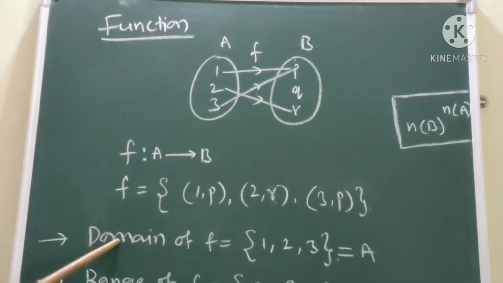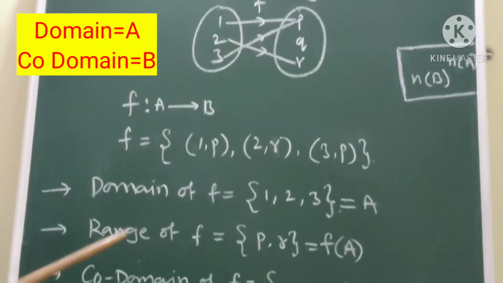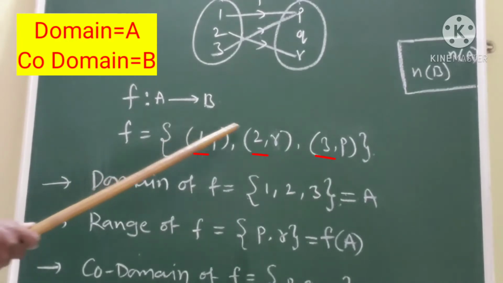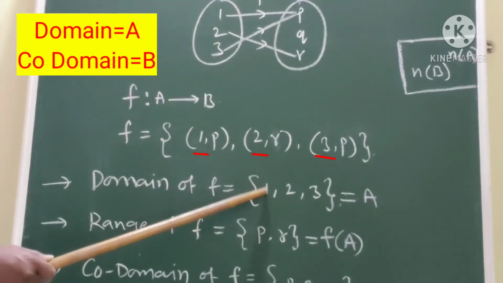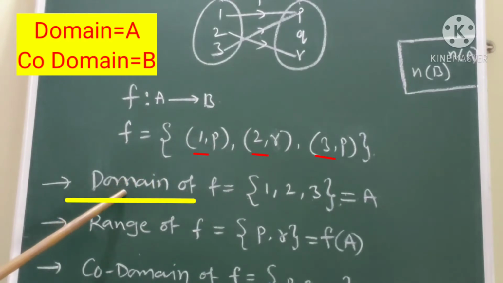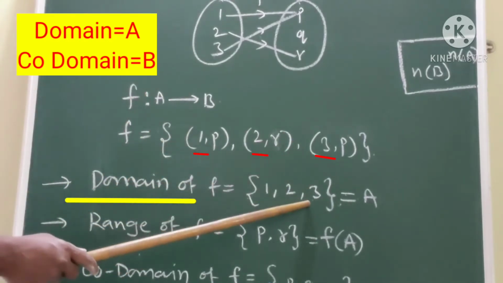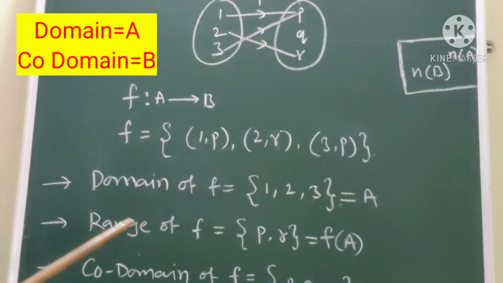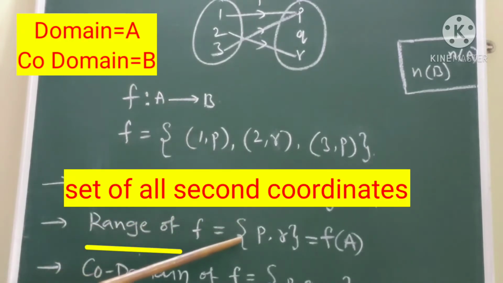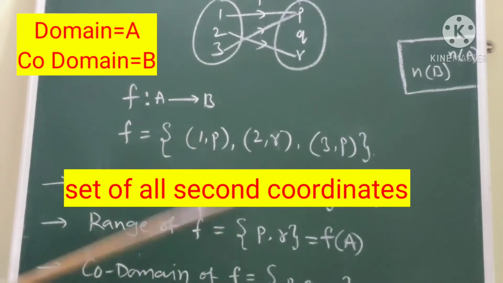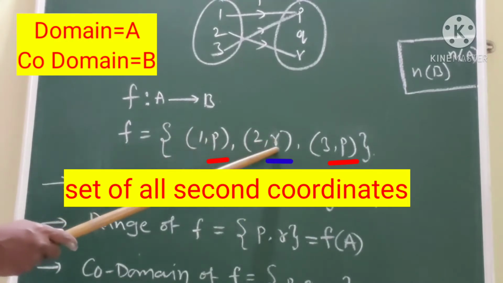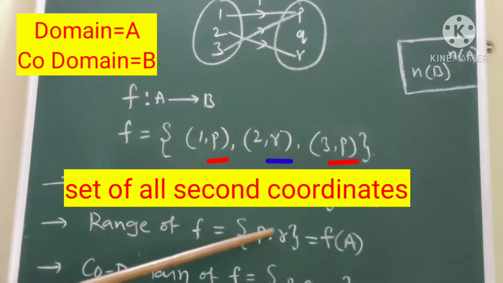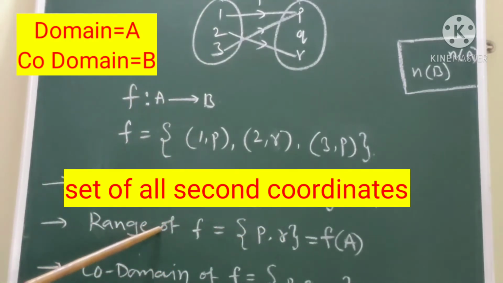Here, what is the domain of F? The domain of F means the set of all first coordinates. What are the first coordinates? 1, 2, 3. The set of 1, 2, 3 is called the domain of function F, and this is indicated by set A. Already we know that. And the range of F: what is the range of F? The set of all second coordinates. What are the second coordinates in this? P, R, P. Here P appears 2 times, we can take it only one time, that is P comma R. And this is the range of F.